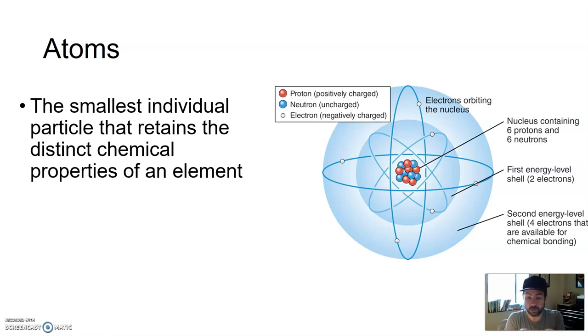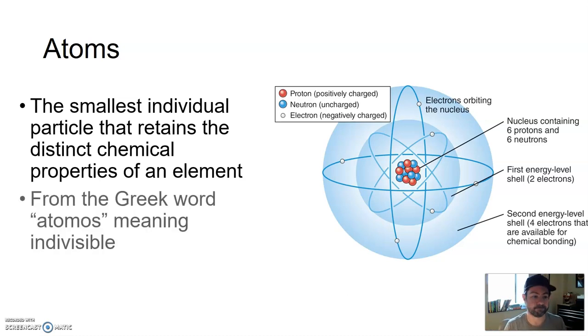For example, if you have a chunk of gold, then it's made up of a bunch of gold atoms. Gold is an element. So whether it's a chunk of gold or one single atom of gold, it is the same. It has the same distinct chemical properties.